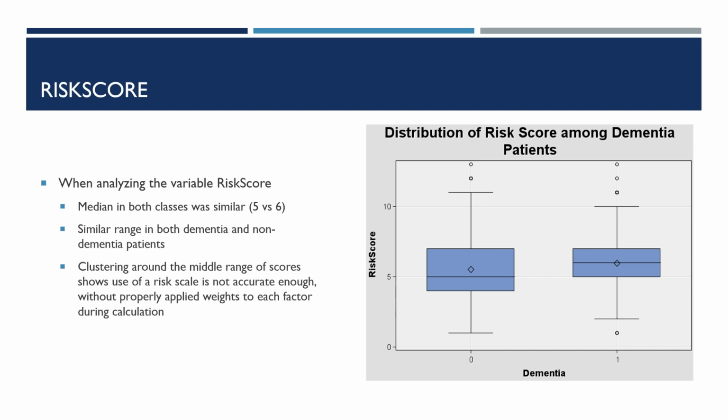Now, looking at the variable risk score, which was added as a potential measurement to predict dementia risk in patients, the scores had similar distributions in both classes of the dementia variable. The median and mean were both similar for patients with and without dementia, with a slightly wider range in non-dementia patients. The distribution of scores for patients with dementia was slightly tighter, but the similar clustering in the center means that the use of a risk scale, at least with the simple calculations used here, does not provide a clear enough distinction between patients with a high risk versus patients with a low risk of developing dementia.